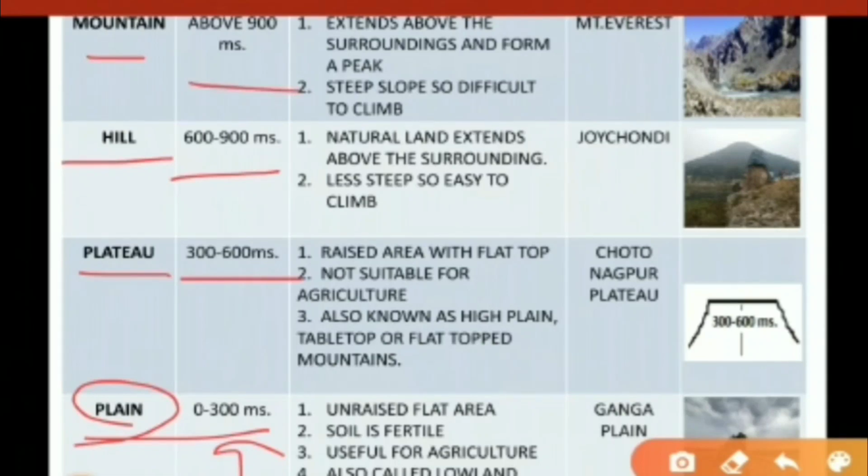So, we have several examples of those physical landforms on our whole earth. First one, we have Mount Everest as a mountainous region, Joychundi as a hill, Chhotanagpur as a plateau, and Ganga as a plain region. On the right hand side, all of you can see the pictures. Now come to the last part, the characteristic features of those physical landforms.